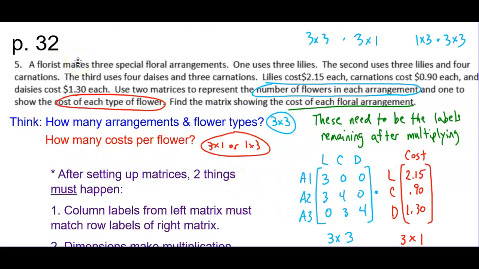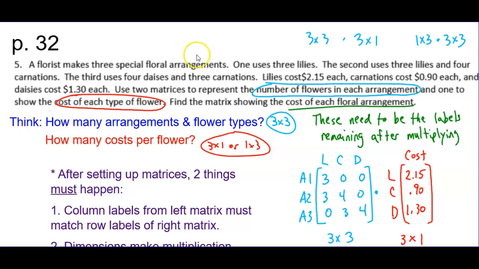We left this one from yesterday. We didn't actually do this one yesterday. So the florist is making arrangements. The first one of them uses 3 lilies. The second one uses 3 lilies and 4 carnations. And the third one uses 4 daisies and 3 carnations.